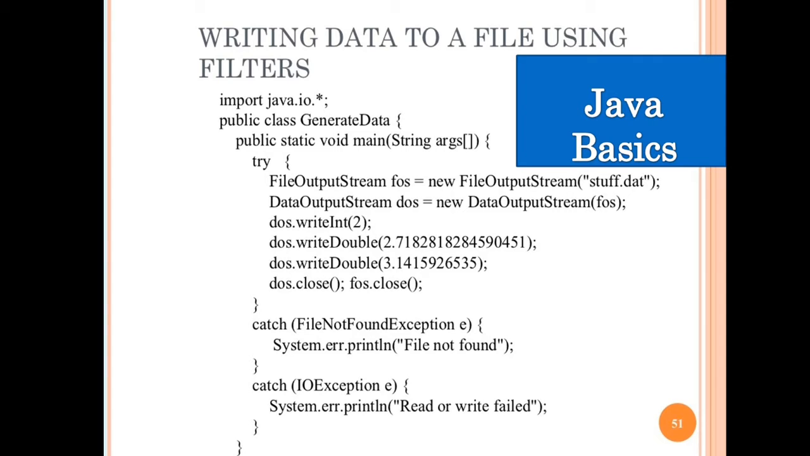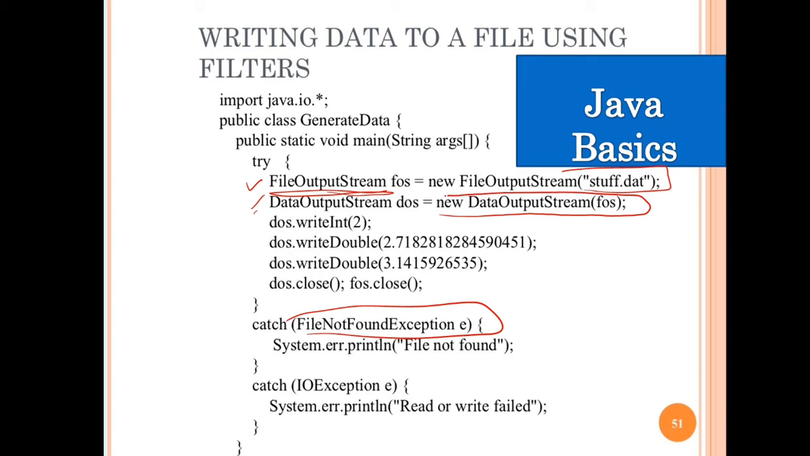So writing data to a file using filters is very simple. It's very similar to the thing we did before. We have one file output stream associated with that file, and this file output stream throws a FileNotFoundException, so we need to catch that exception here, right? And then we are creating a data output stream.